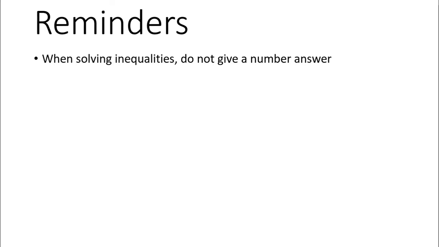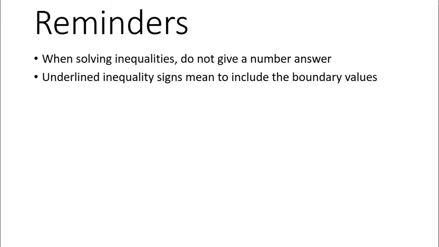Now, reminders before I get you some practice. First of all, when solving an inequality, do not give a number answer. It's the best way to lose marks on an exam. You solved an inequality, you've got x is greater than or equal to 2, and you write your answer 2. That will get you a 0 on an exam. Be careful. Next, an underlined inequality sign means to include the boundary values. So if you've got a greater than sign with a line underneath it, means greater than or equal to.